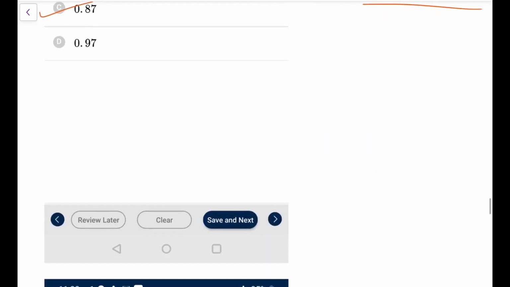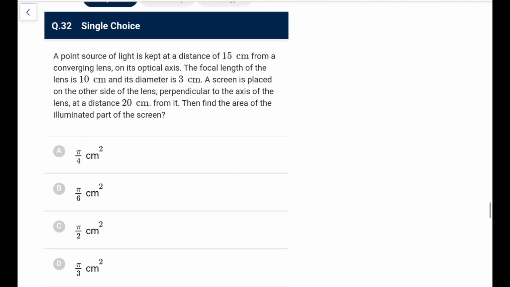You can go for. Next one, point source of light at a distance of 15 from the convex lens. Focal length of lens diameter. The screen is placed on the other side perpendicular to the axis at a distance 20 from it. Then find the area of the illuminated part of the screen.